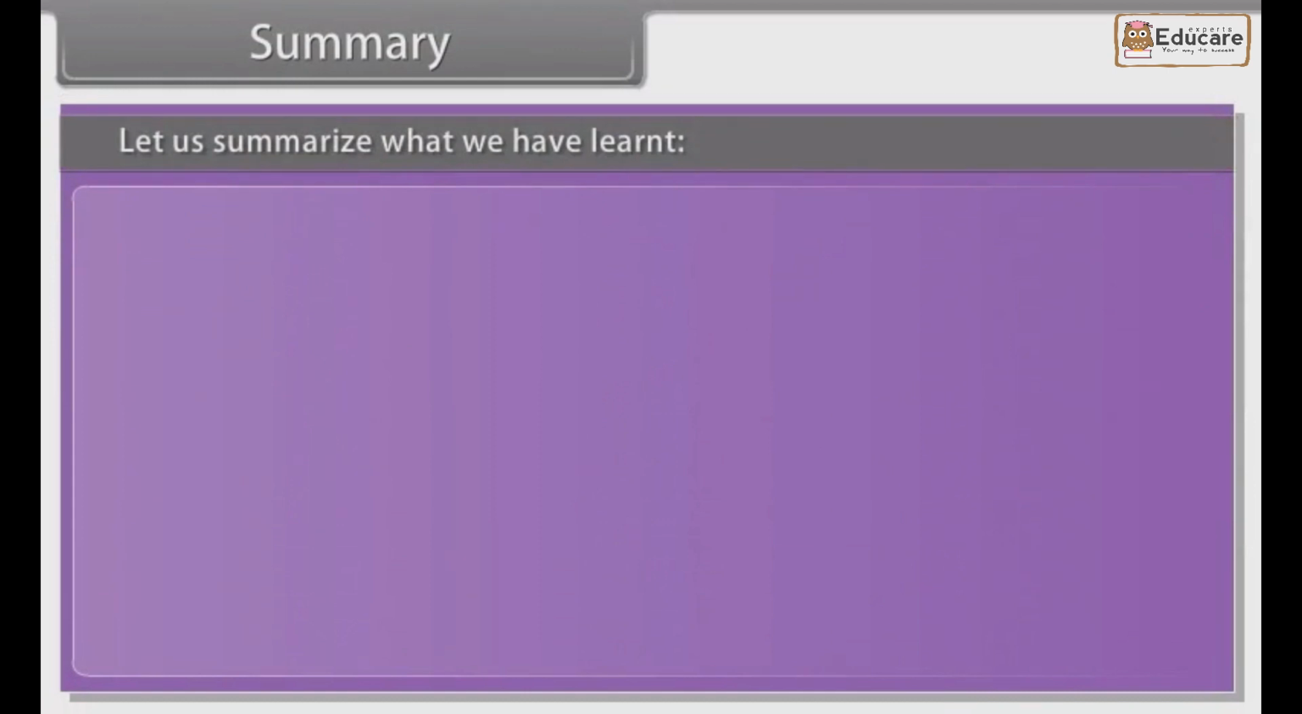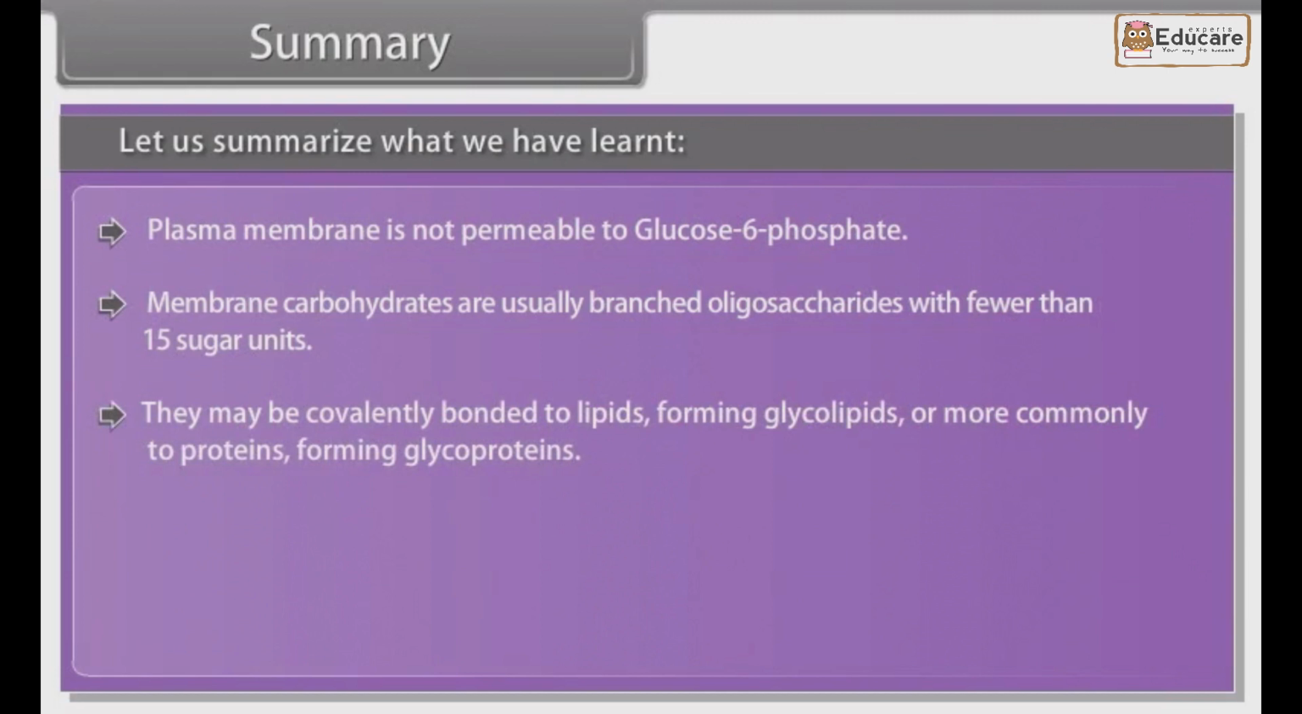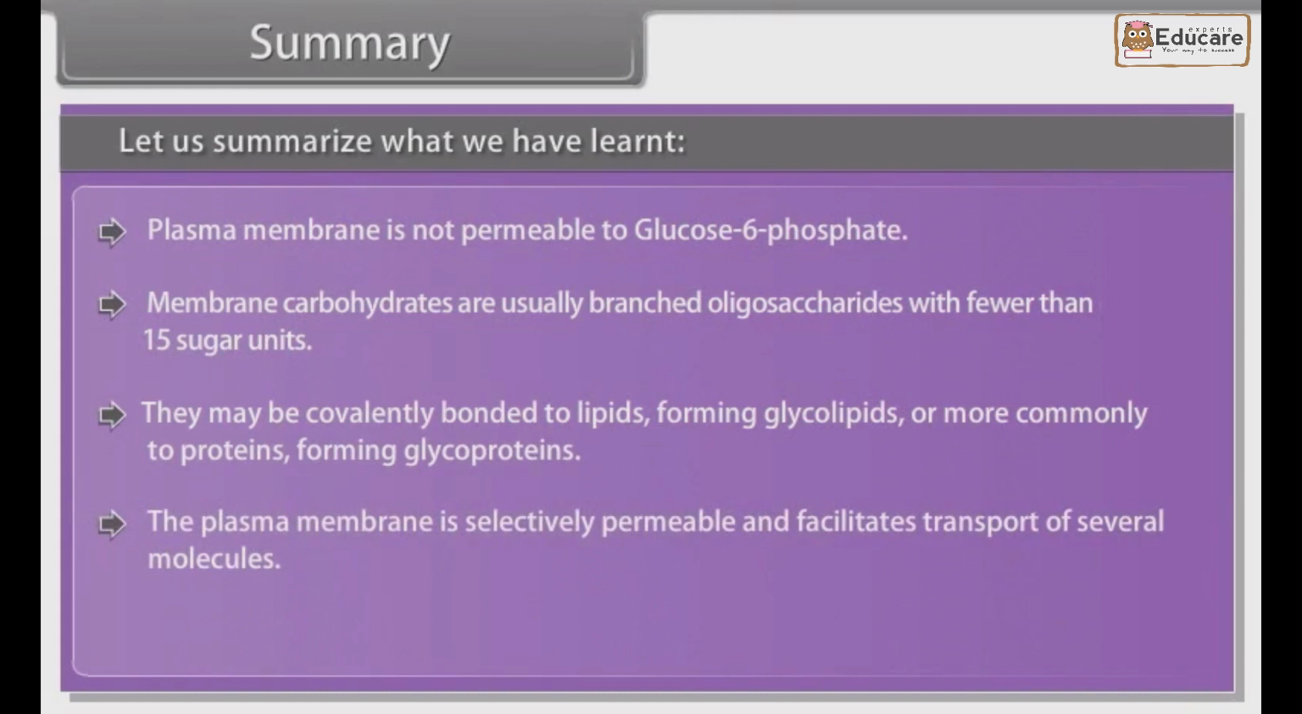Summary. Let us summarize what we have learned. Plasma membrane is not permeable to glucose 6-phosphate. Membrane carbohydrates are usually branched oligosaccharides with fewer than 15 sugar units. They may be covalently bonded to lipids forming glycolipids or more commonly to proteins forming glycoproteins. The plasma membrane is selectively permeable and facilitates transport of several molecules.